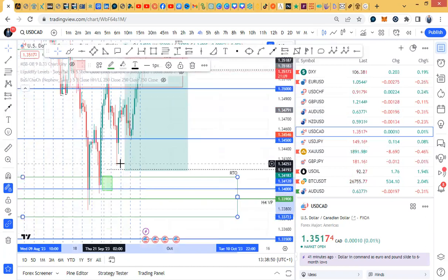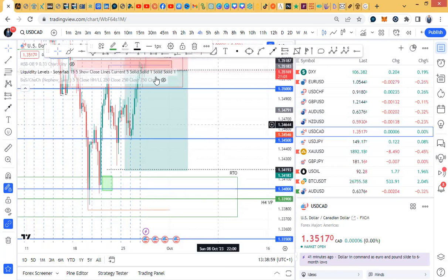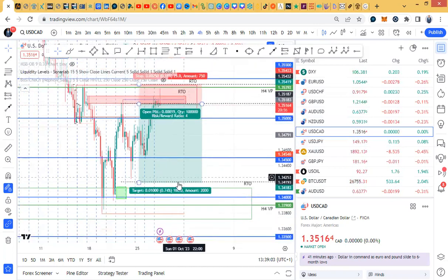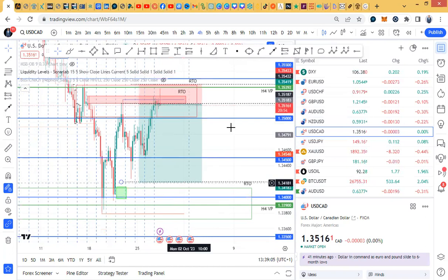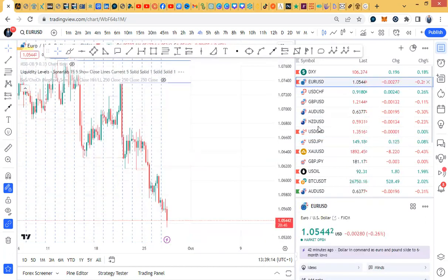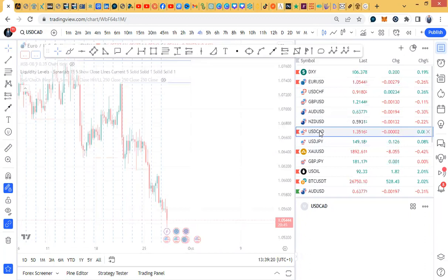Buyers are somewhere around here. Let me look at the liquidity levels. The buyers are somewhere around there, but from what I can see currently, USD CAD can start selling from this level down. For every other thing like Euro USD, I've not seen a buy movement yet, but for USD CAD, I've seen a sell setup or a sell structure.